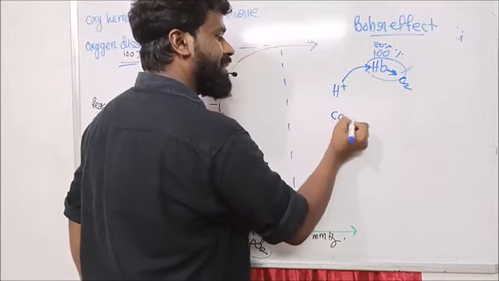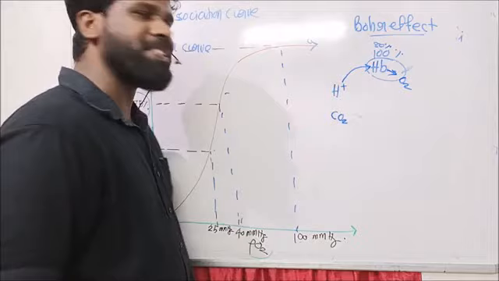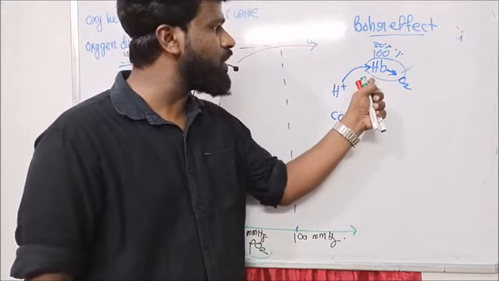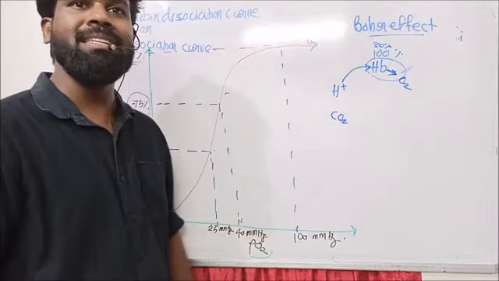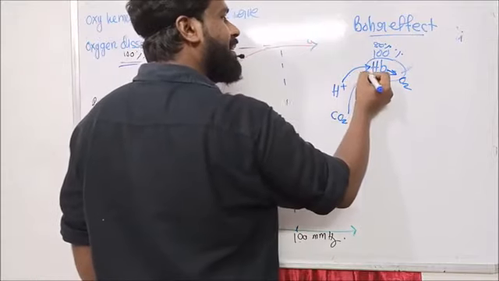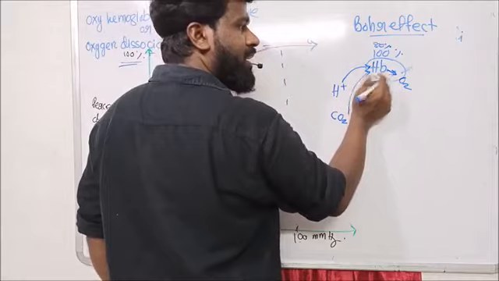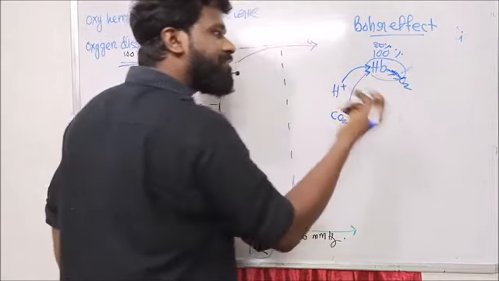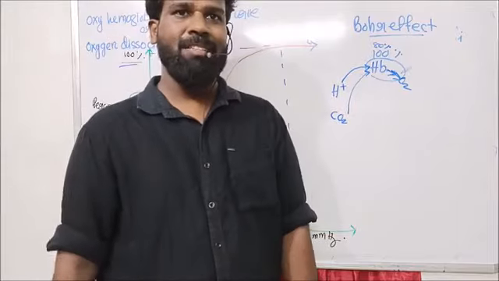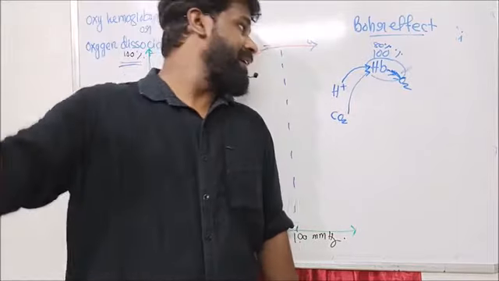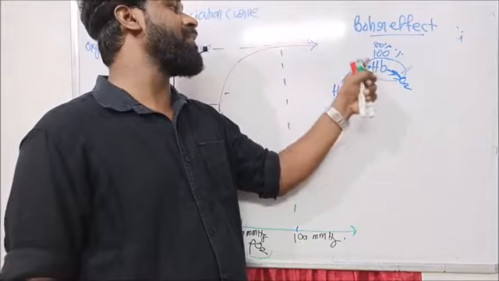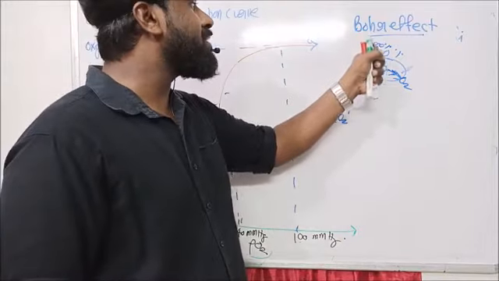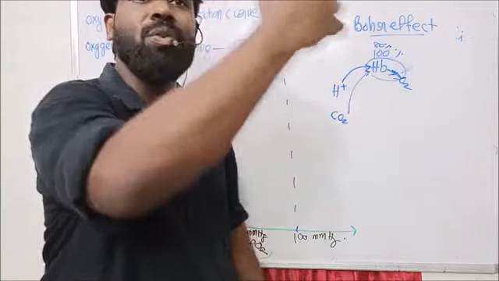Similarly, when carbon dioxide concentration increases, when this carbon dioxide is bound to the amino end of hemoglobin, what happens? When this carbon dioxide is bound, the bond between oxygen and hemoglobin is broken, and this oxygen is unloaded from this hemoglobin. So similarly, when carbon dioxide is bound to the hemoglobin, the oxyhemoglobin dissociation will occur. The percentage of saturation of hemoglobin with oxygen also decreases.